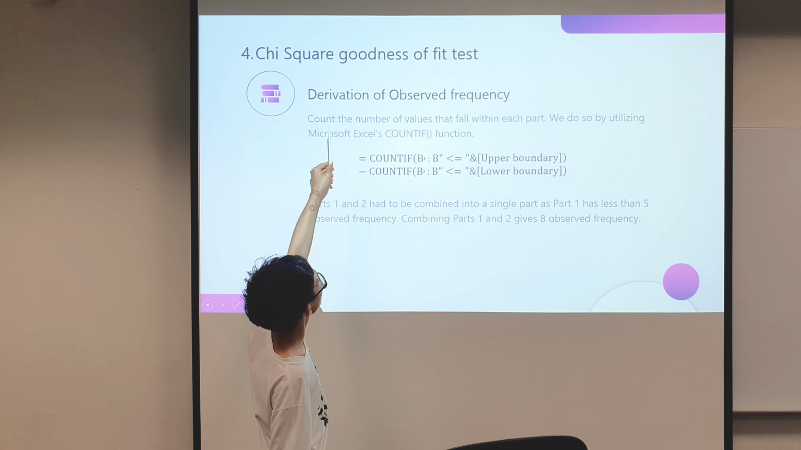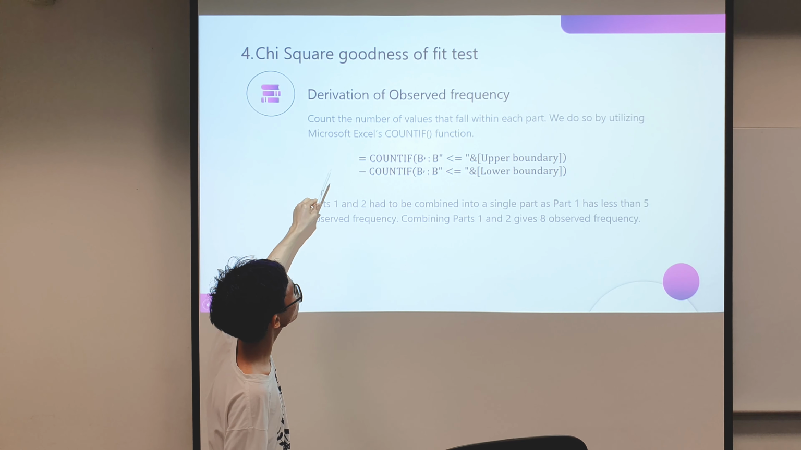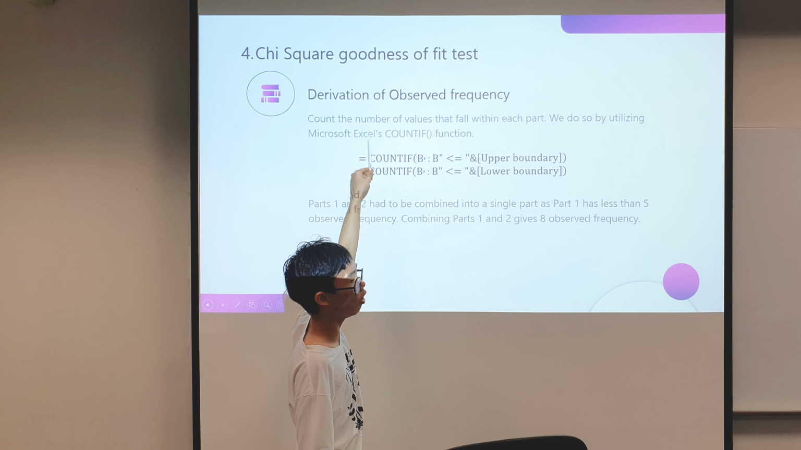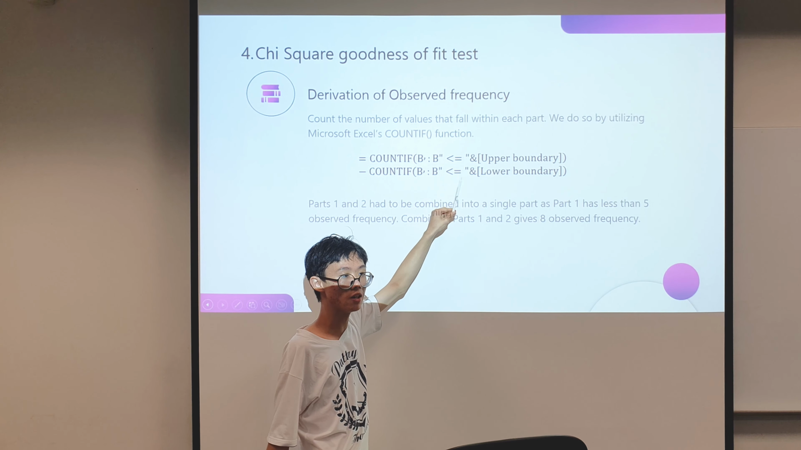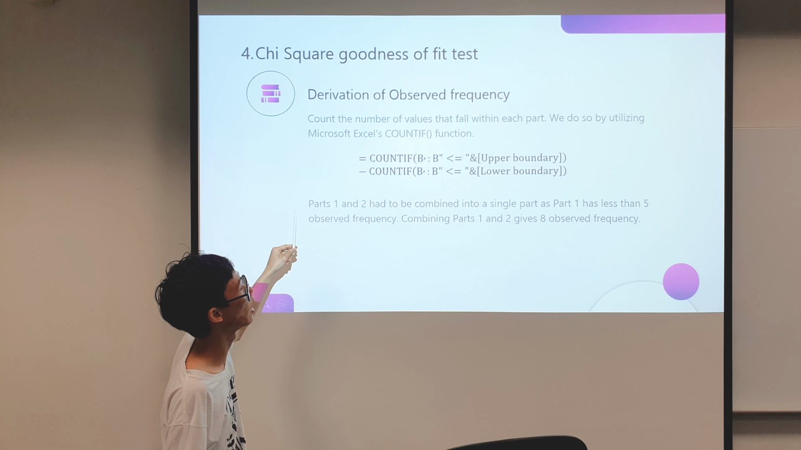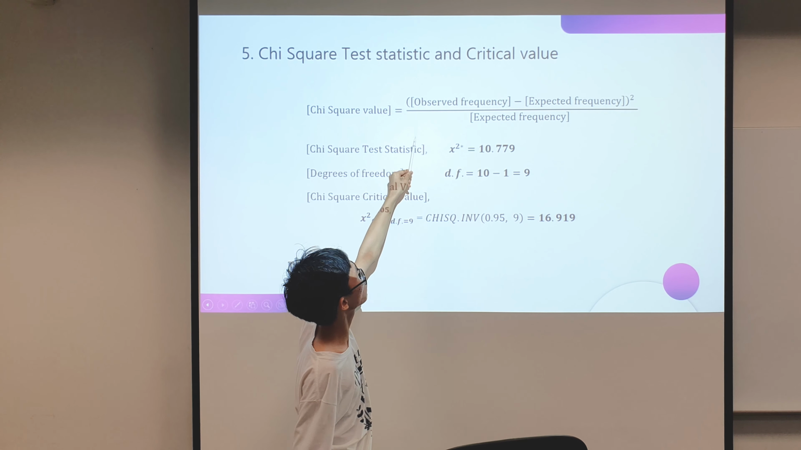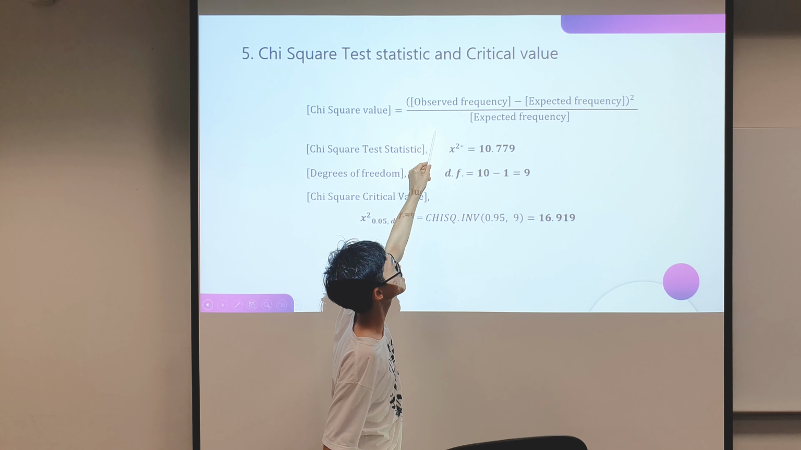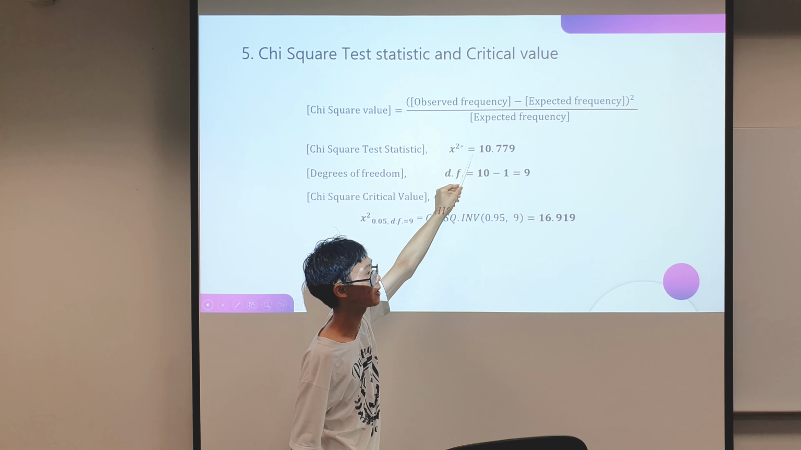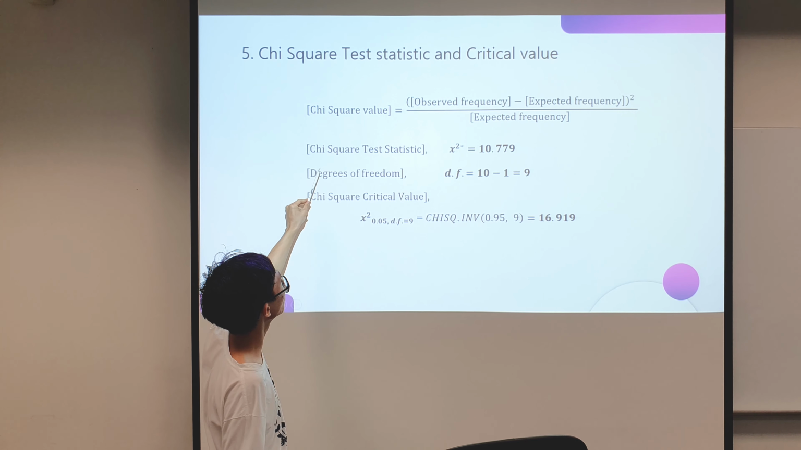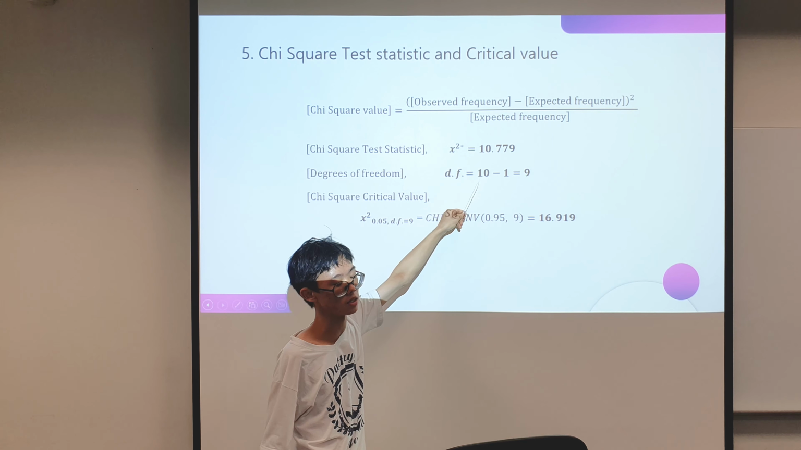And then we derive the observed frequency by using the COUNTIF function. The COUNTIF function allows us to find all the values within the upper boundary and the lower boundary. So this will give us the observed frequency for one part. Then for our chi-square value, we apply this chi-square formula of observed frequency minus expected frequency, the whole thing squared, divided by the expected frequency. This allows us to get our test statistic, which is 10.779 in our case.